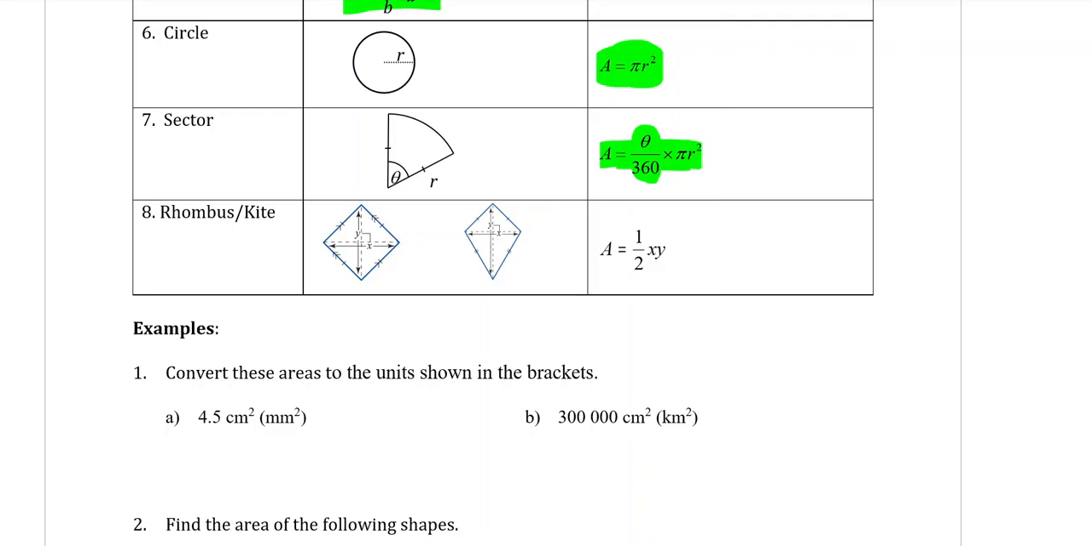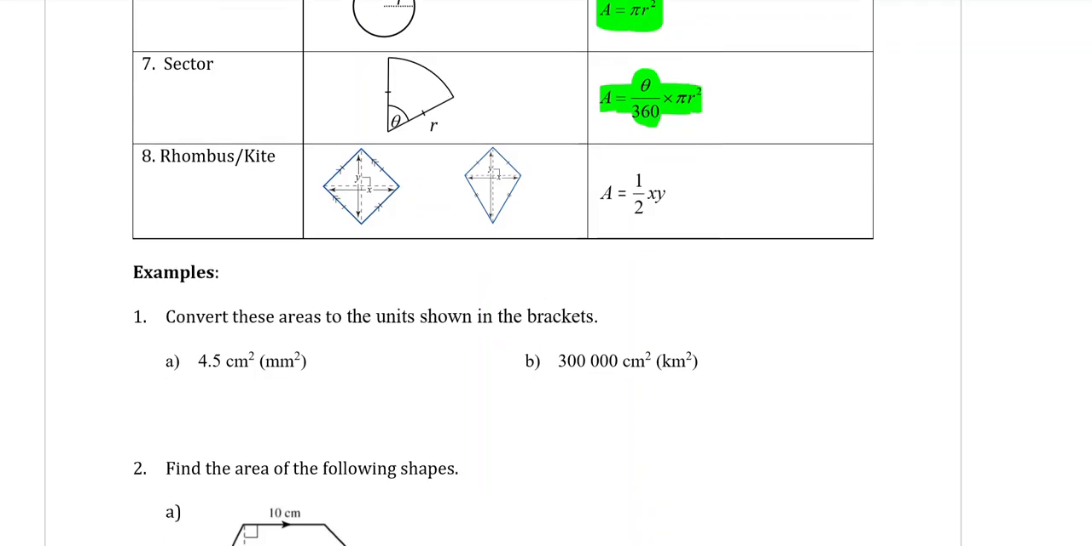A rhombus and a kite both have the same formula, which is half xy. The x and y represent the diagonals, so it's not a side length, it's the diagonals going from one corner to the directly opposite corner. That's the x and the y.